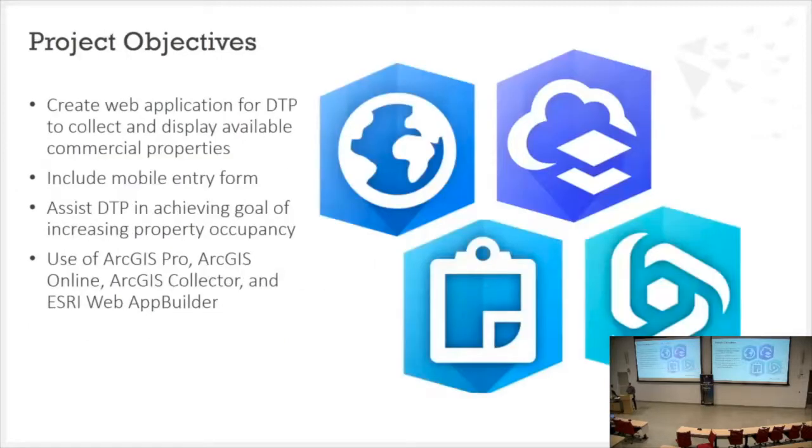So the objective of my project was to create a GIS web application that would be able to collect the available properties with their spatial and attribute information and then display them publicly on their website. Well, the main focus of the project was to create the web application. I also wanted to include mobile entry compatibility. And the purpose of this was to assist the Downtown Tucson Partnership with achieving that goal of increasing the occupancy of the many commercial properties that already exist in the downtown area.